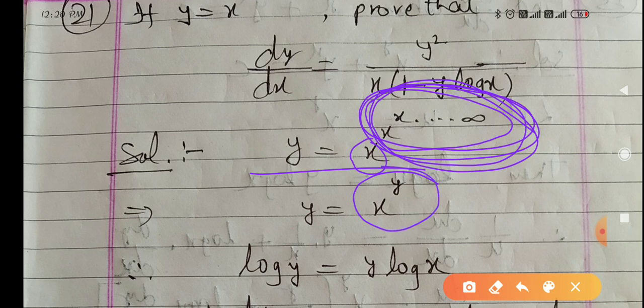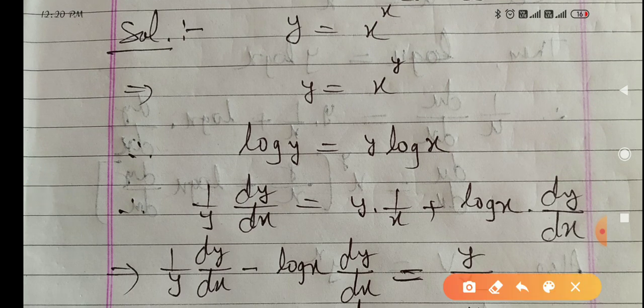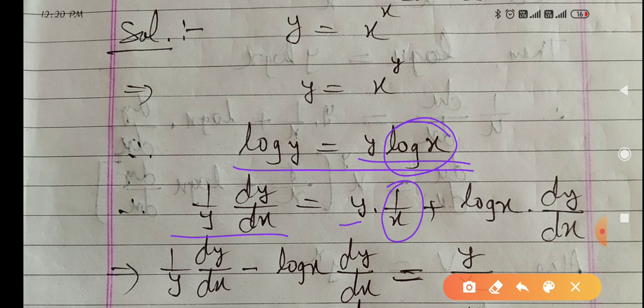You can see here, now take log on both the sides. So when you take log, log y equals y log x. Now differentiate: 1 upon y dy upon dx equals y same, differentiation of log x, 1 upon x, plus log x same, differentiation of y, dy upon dx.